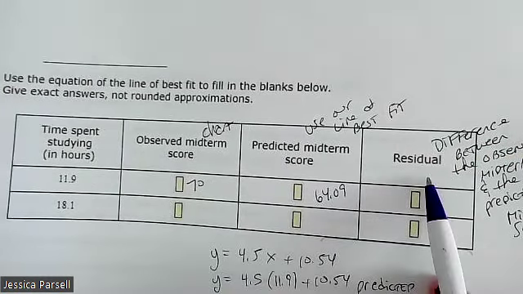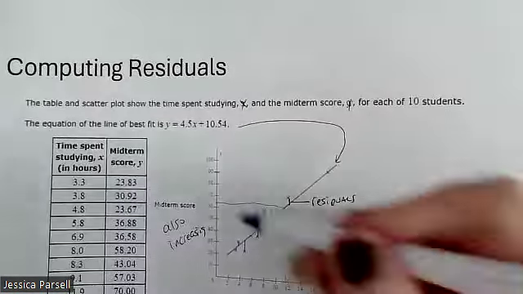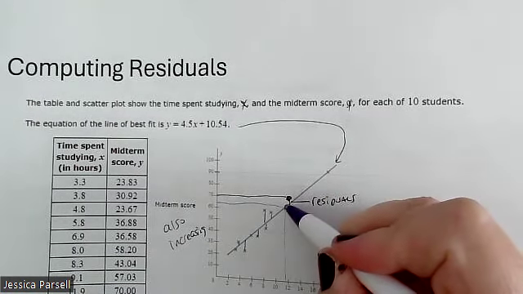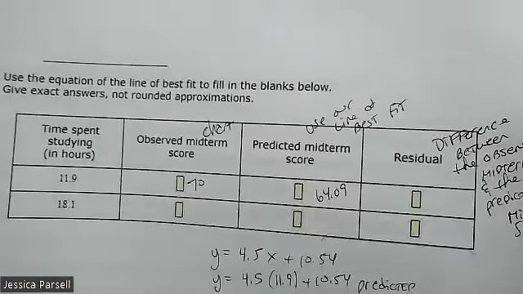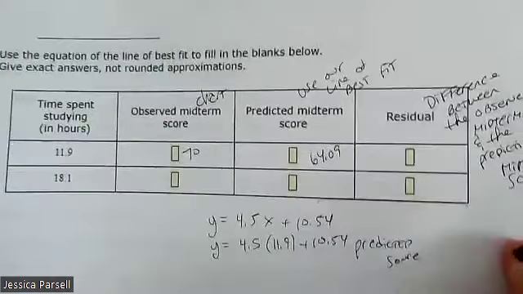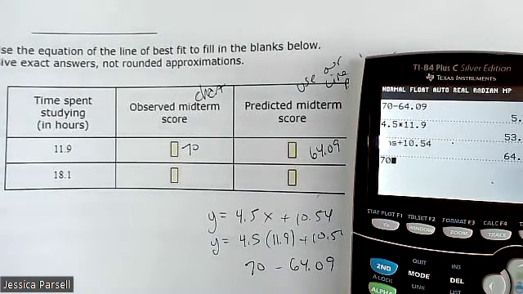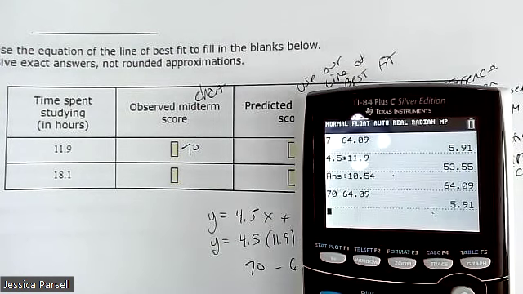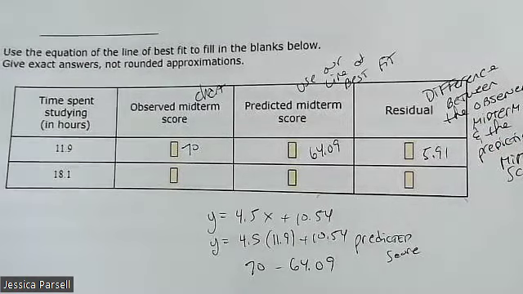Okay, now the residual is the difference. So what are they looking at? The difference between the 70 that person did get and what they predicted them to get. There's that difference there. So all we need to do is subtract 70 minus 64.09, excuse me. That'll give us that residual, the difference between what actually happened and what was predicted to happen. 5.91 is our residual.